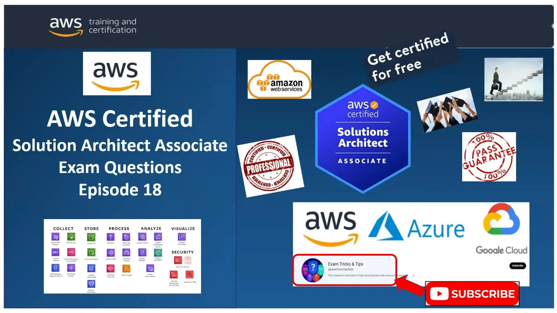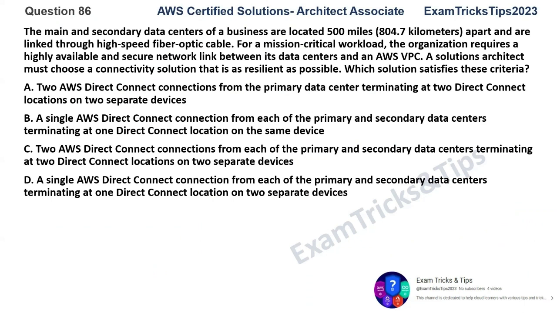Let's get started. The main and secondary data centers of a business are located 500 miles apart and are linked through high-speed fiber optic cable. For mission-critical workload, the organization requires a highly available secure network link between its data centers and an AWS VPC. A solutions architect must choose a connectivity solution that is as resilient as possible. Which solution satisfies these criteria?